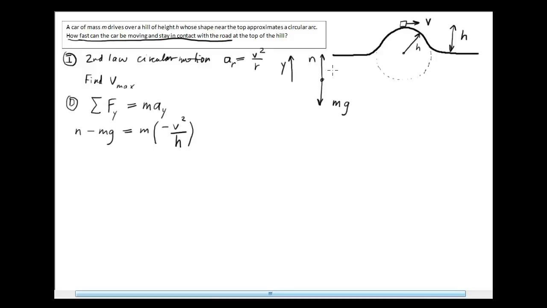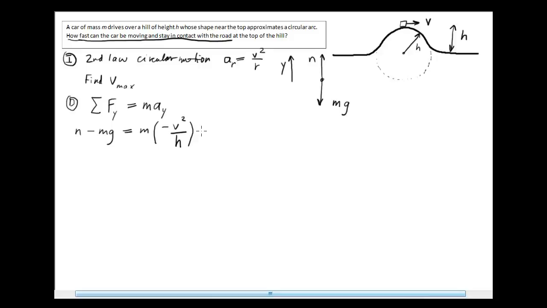That minus sign is important, and I could have chosen my coordinate direction differently. I could have chosen the y direction to be positive downward. All that would have done is flip the terms on the left-hand side. So the left-hand side would have been mg minus N, and then the right-hand side would not have had a minus sign. And I'd still get the same equation. So you can do it either way. I've just chosen to do it in this very straightforward manner.